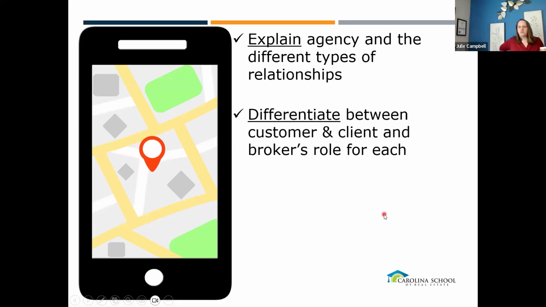We're going to differentiate between a customer and a client. I can take my entire market, and I can divide all consumers into 2 categories. You're either my customer or you're my client. So we're going to talk about the difference, and then we're going to talk about what duties I owe for each.